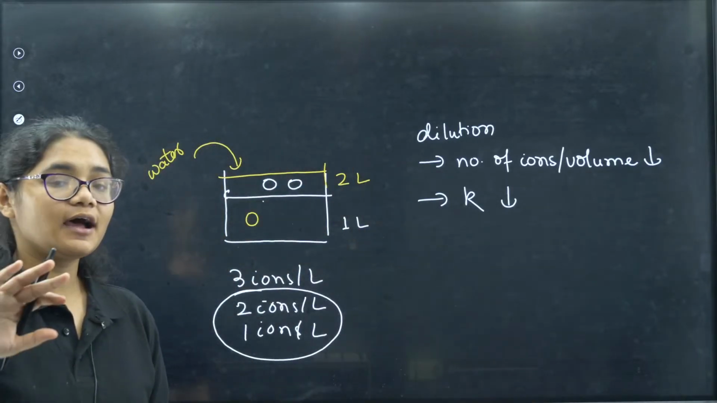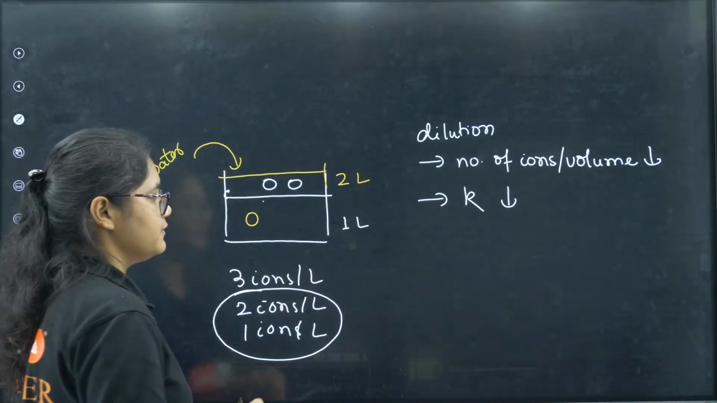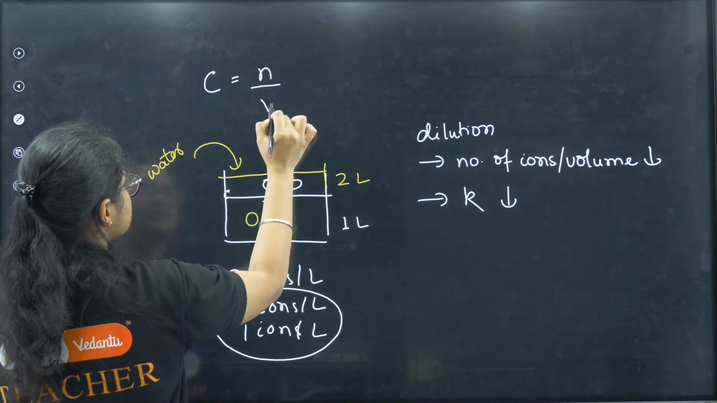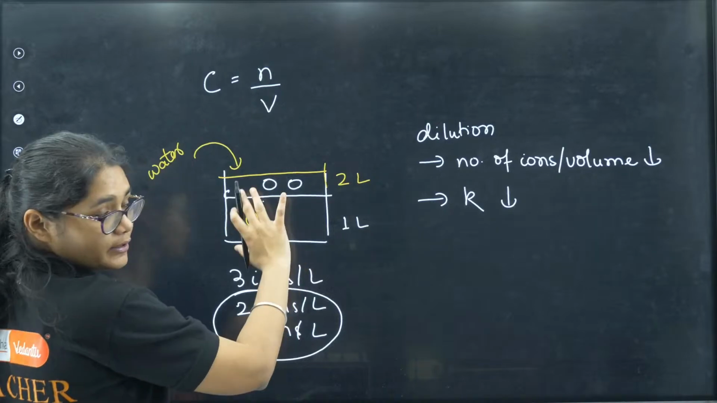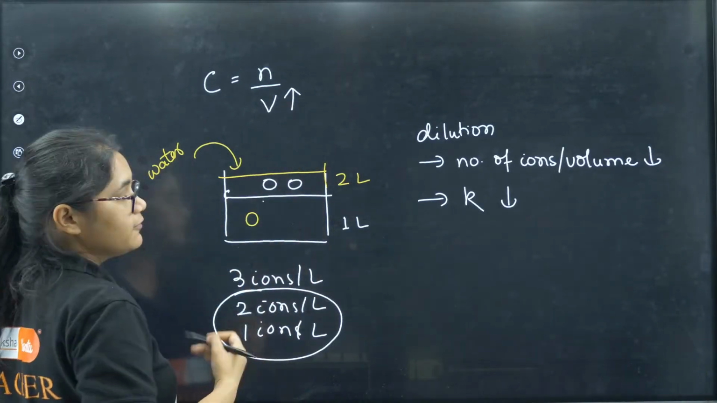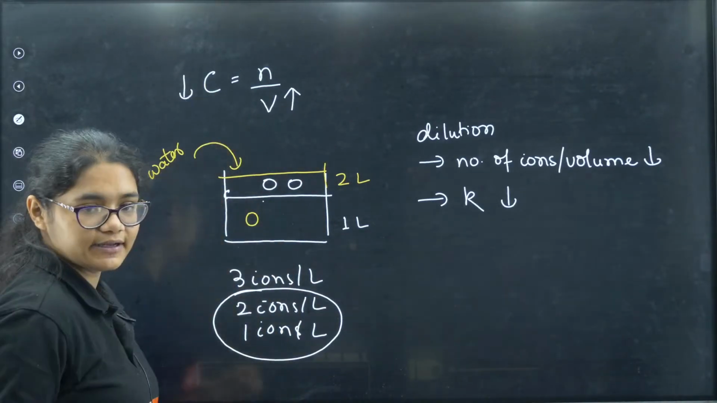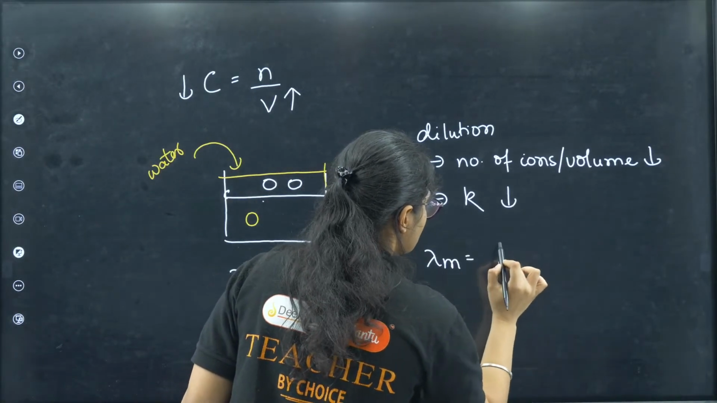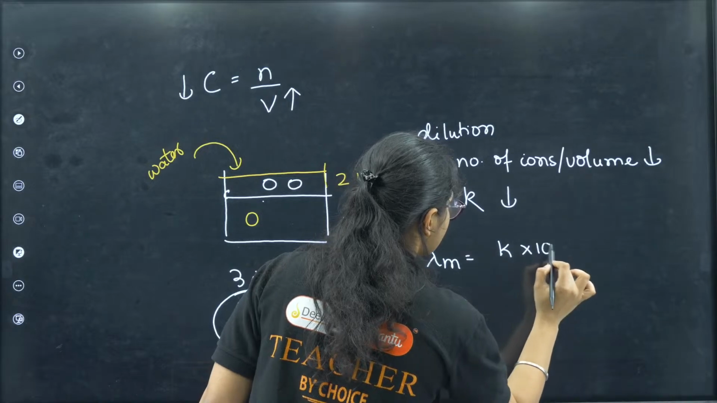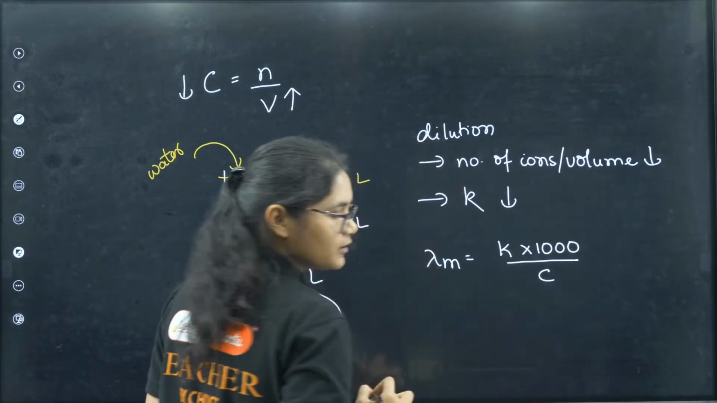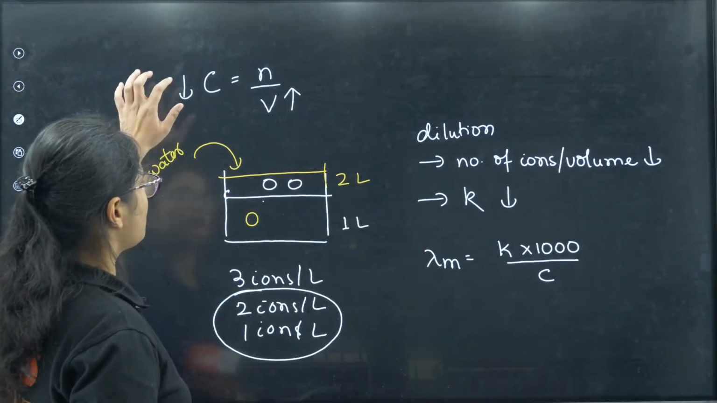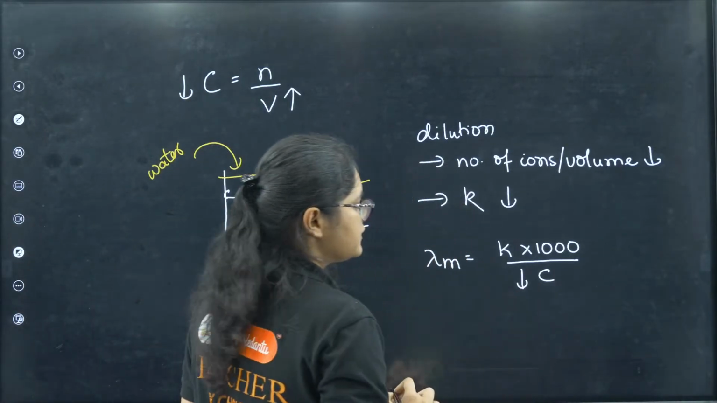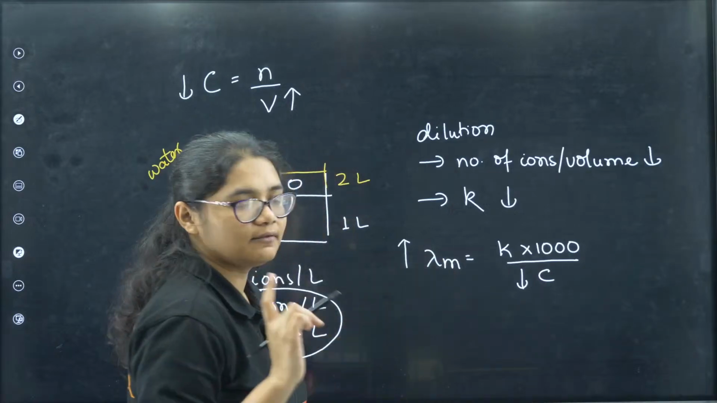Okay, now on the other hand, what happens to molar conductivity? So if you see, what is the formula for concentration? Number of moles by volume. When you dilute it, volume will increase. If volume will increase, concentration will decrease definitely. And what is the formula for molar conductivity? Kappa into 1000 by C. Right? So when I am diluting, concentration is decreasing, so that is why molar conductivity will increase.